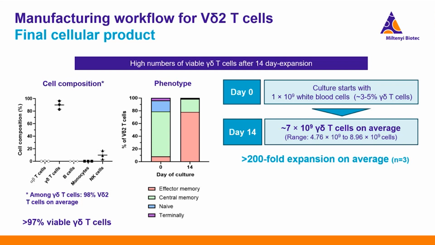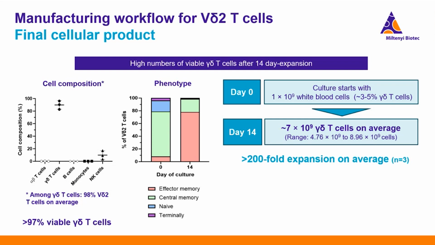Here, I just wanted to give you some numbers as a reference. We start the cultivation of the cells using a total of 1 billion total white blood cells. And by day 14, when we harvest the cells, we obtain on average approximately 7 billion total gamma delta T cells, which means that with this manufacturing protocol, we are able to achieve a fold expansion higher than 200.